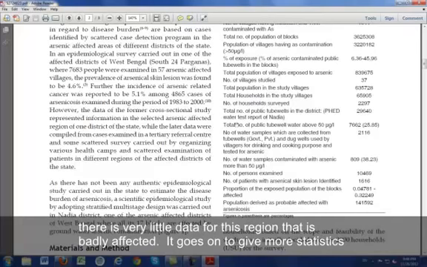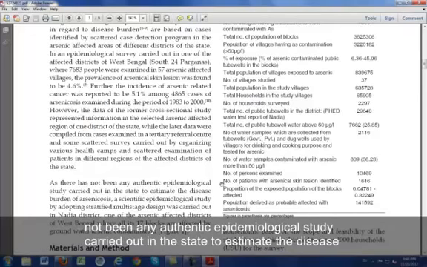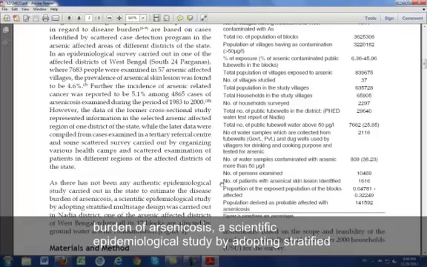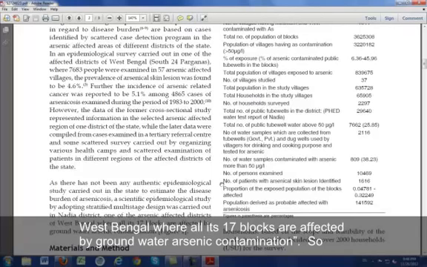It goes on to give more statistics about this region, and then finally, they have their very narrowed purpose of study. As there has not been any authentic epidemiological study carried out in the state to estimate the disease burden of arsenicosis, a scientific epidemiological study by adopting stratified multi-stage design was carried out in Nadia district, one of the arsenic-affected districts of West Bengal, where all 17 blocks are affected by groundwater arsenic contamination.